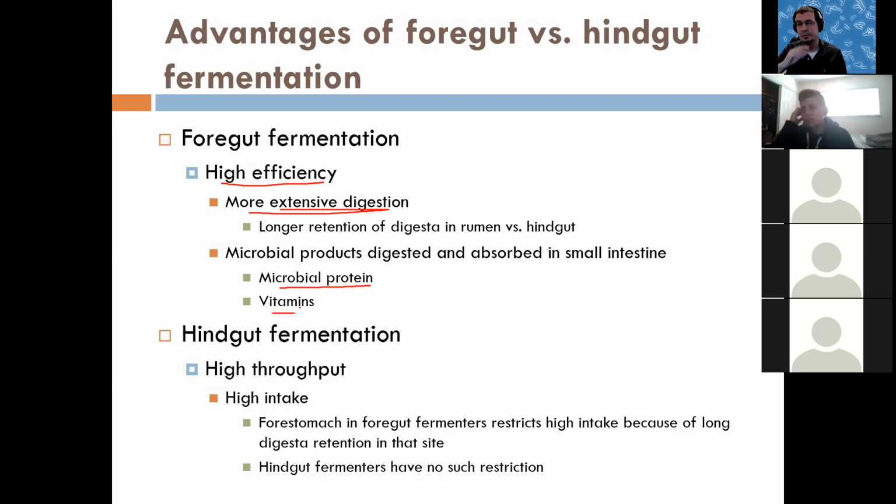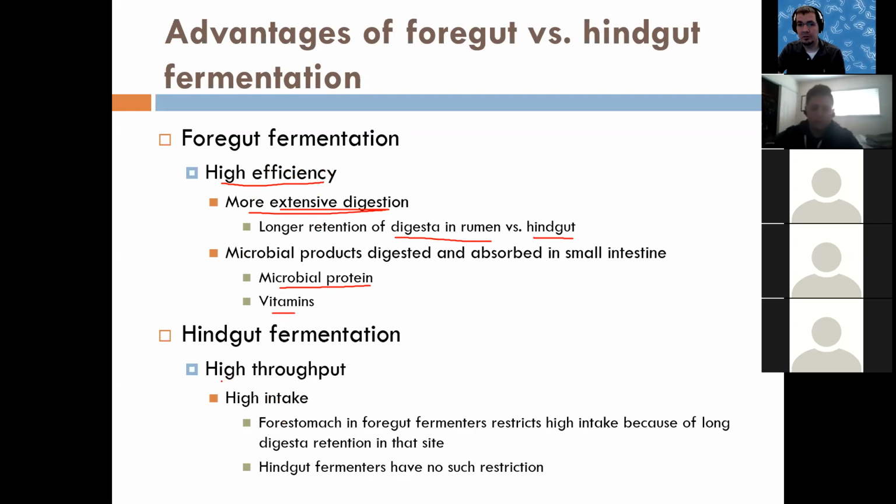So the foregut fermenters have more extensive digestion because of the time that the food particles are inside the body. Yes, in the rumen. So in the rumen, particles are retained much longer than they are in the hindgut for hindgut fermenters. Okay, thanks. So foregut fermentation is advantageous when animals need to be highly efficient.